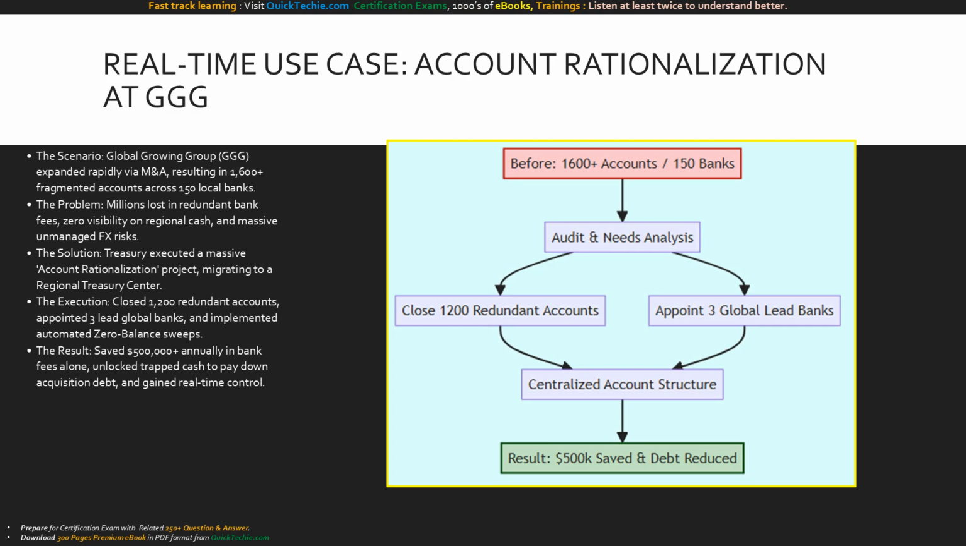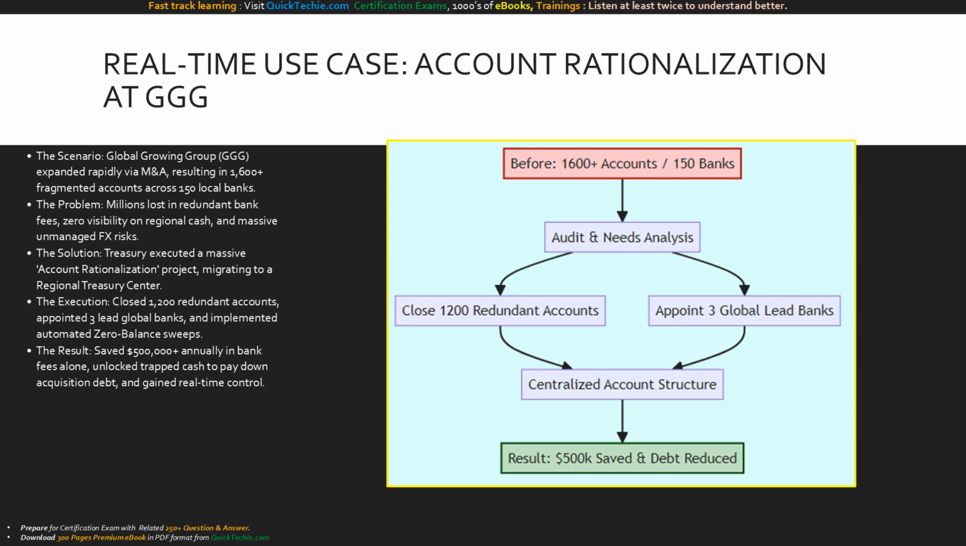Let us look at a highly critical, real-time use case, account rationalization at the Global Growing Group, or GGG. The scenario: GGG expanded aggressively through global mergers and acquisitions. Because they let every acquired company keep its own banks, they ended up with over 1,600 fragmented bank accounts spread across 150 different local banks. The problem was catastrophic. They were losing millions in redundant maintenance fees, the CFO had zero visibility on regional cash, and they were exposed to unmanaged FX risks.